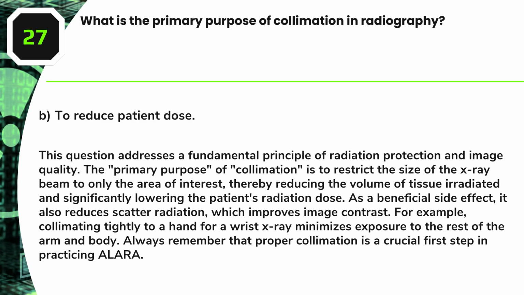Answer: B. To reduce patient dose. This question addresses a fundamental principle of radiation protection and image quality. The primary purpose of collimation is to restrict the size of the X-ray beam to only the area of interest, thereby reducing the volume of tissue irradiated and significantly lowering the patient's radiation dose.